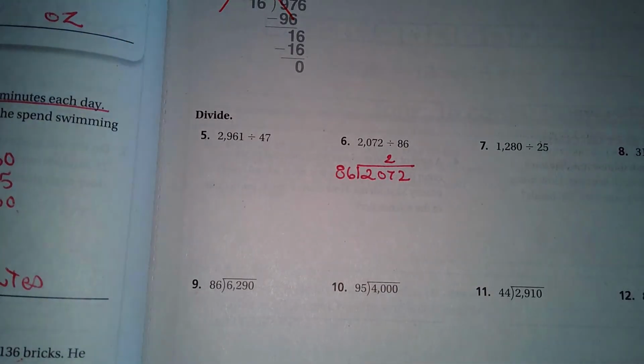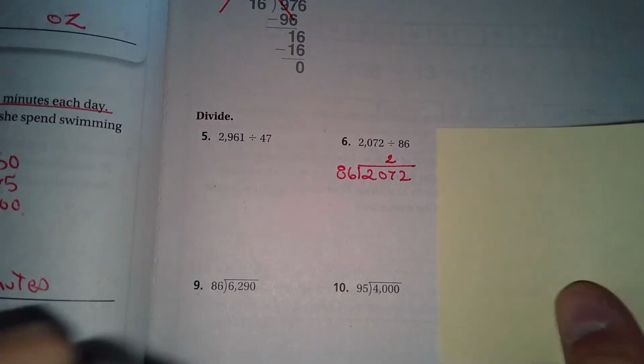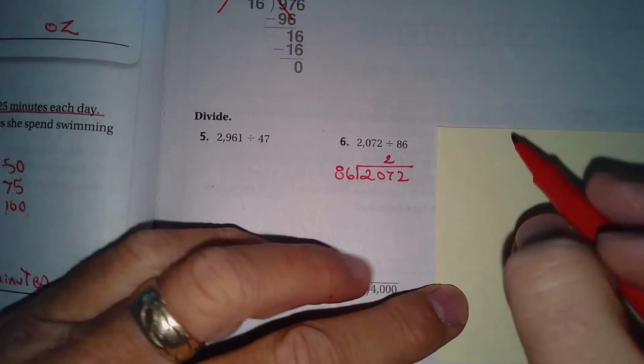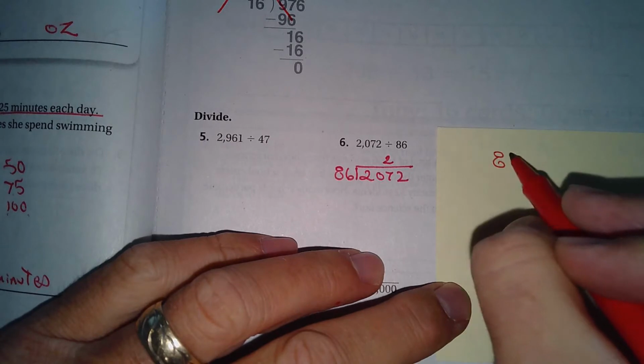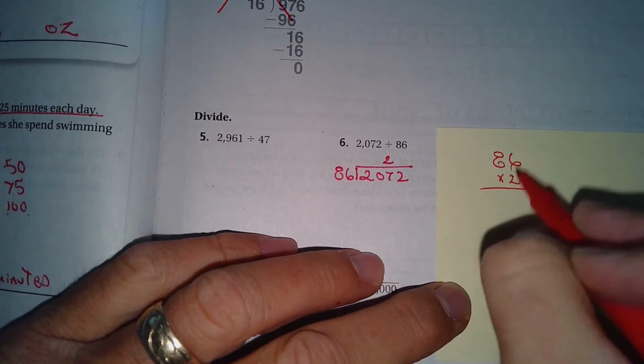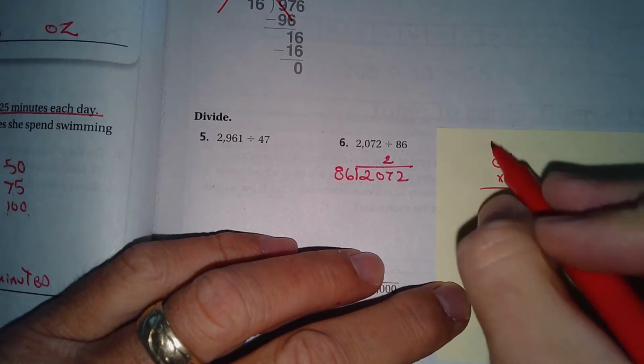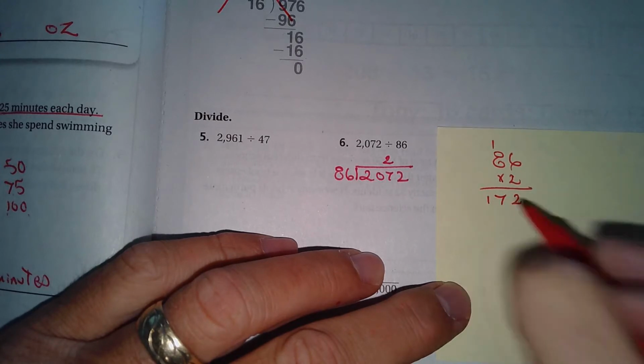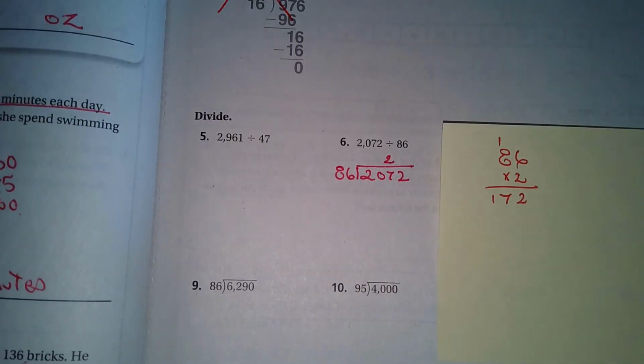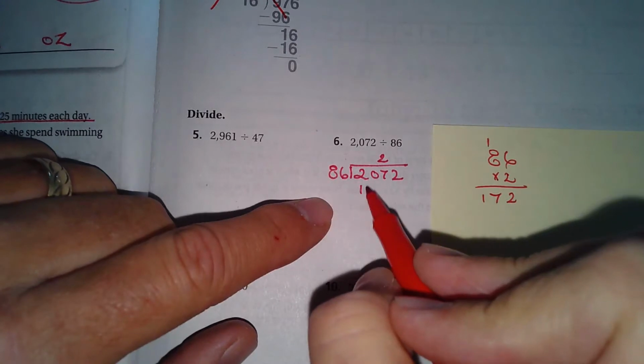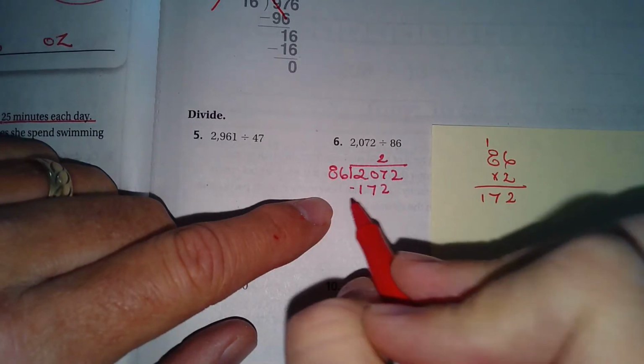I'm going to get myself a little sticky note here because I don't want to run out of room here. So I'm going to do 86 times 2. 2 times 6 is 12. Carry the 1. 16, 17. So 172. I don't think it'll fit in again. So I'm going to put 172. We're subtracting that.